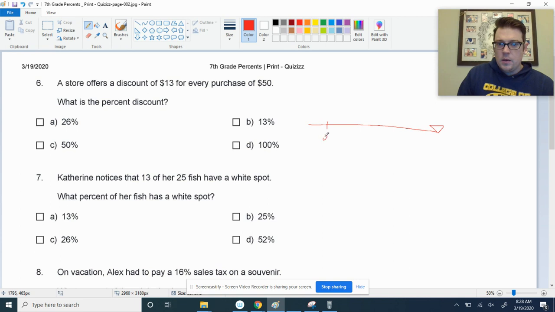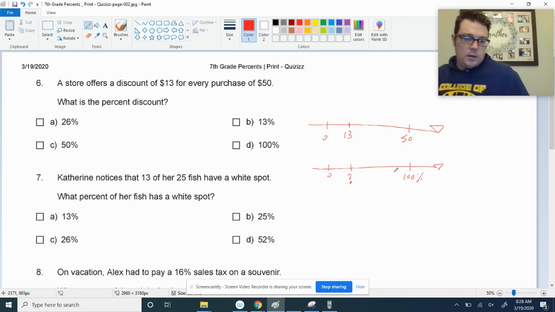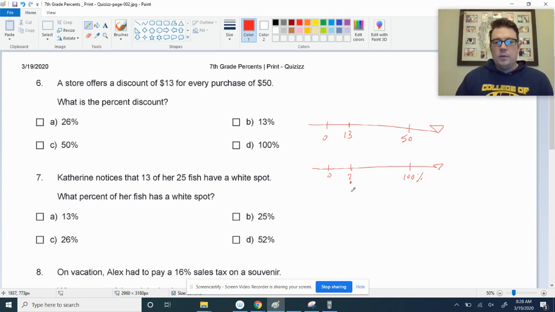We know that the total is 50, so that's our full amount. And we also know that the part is 13, so half of that would be 25, so 13 would be kind of right in here, right? And so the question is, what percentage are we talking about? It looks like a pretty low percentage, definitely less than halfway. So we can cross multiply and divide, find out what that is. Let's do that this time with the calculator.